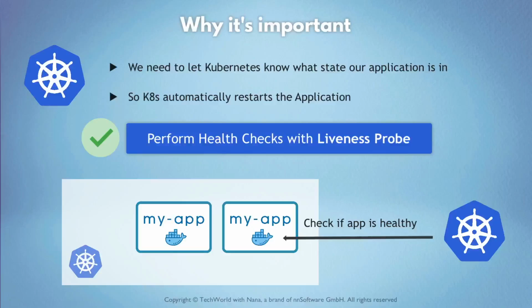So how do we define a liveness probe in our container? It's actually a very simple script or a tiny program that just pings the application endpoint every 5 seconds or 10 seconds to check that the application responds, so it's running successfully.